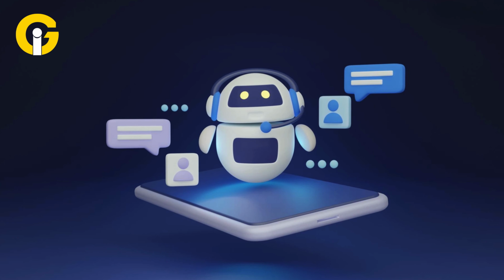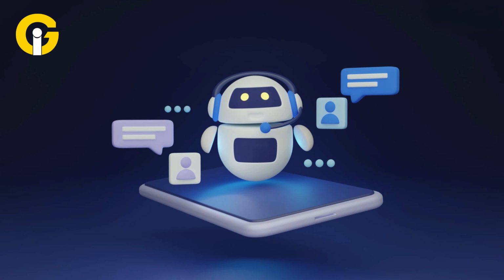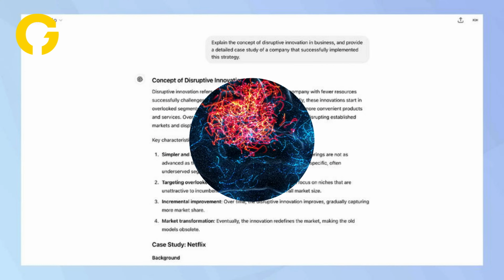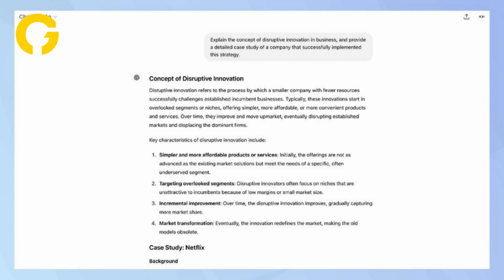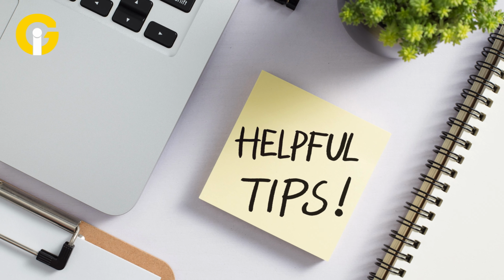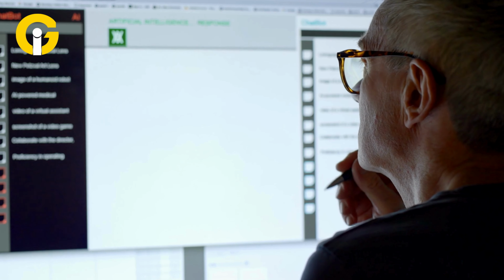Ask for real-world examples. Ask the chatbot to provide points with real-world examples to make the information more memorable and relatable. Explain the concept of disruptive innovation in business and provide a detailed case study of a company that successfully implemented this strategy. By using these tips, you will surely get better responses from ChatGPT.